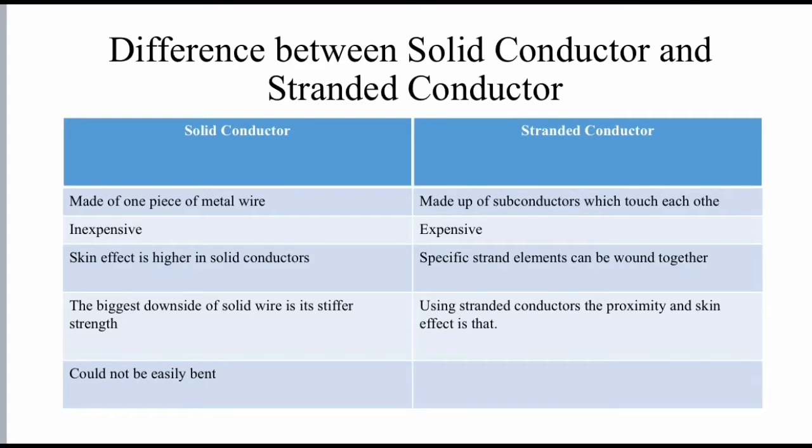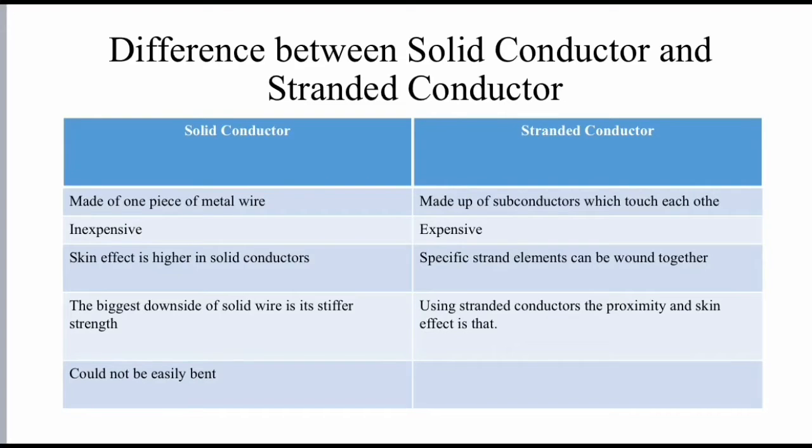Next, I will explain the difference between solid conductors and stranded conductors. What is a solid conductor? A solid conductor is made of one piece of metal wire. This is inexpensive to manufacture. The skin effect is higher in solid conductors because the current flows on the conductor surface at higher frequencies, which results in an increase in the effective resistance. The biggest downside of solid wire is its stiffness, it cannot be easily bent.